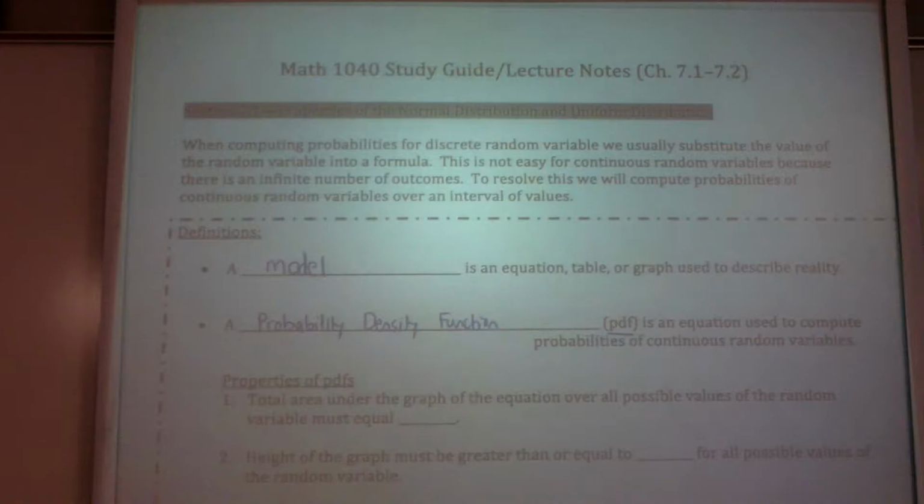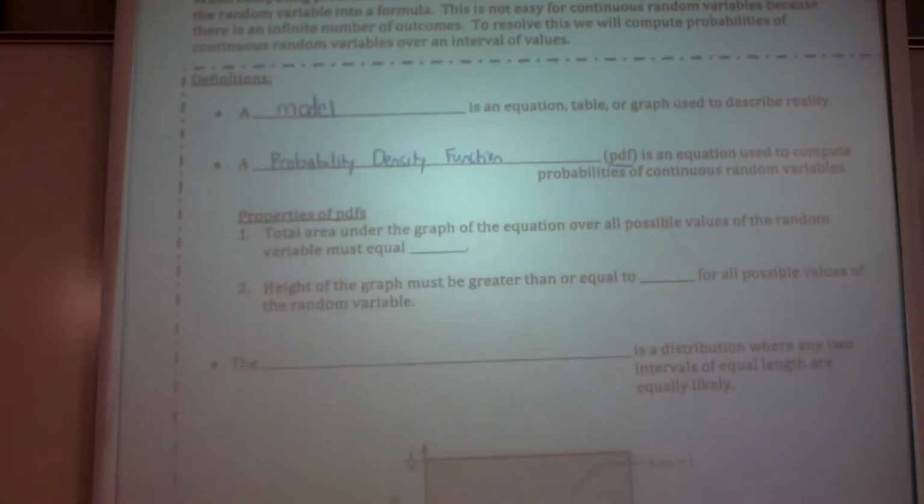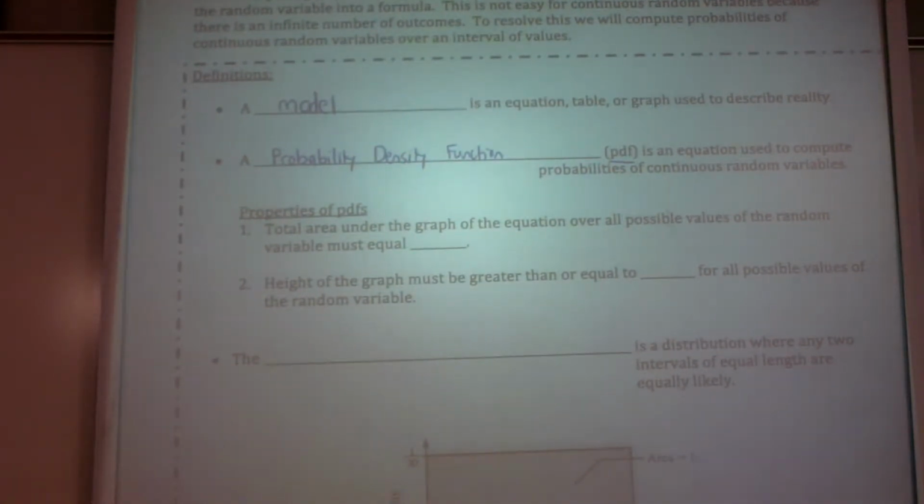This is an equation used to compute probabilities of continuous random variables. We've talked about continuous before. That's where it could take on any value. It doesn't have to be just integers or set numbers. It can be anything, like the cow milking. How much milk can the cow give us? Okay, now, when we're talking about a probability density function, basically it's going to model what's going on, and we're going to use that model as a PDF here to predict what the probabilities are.